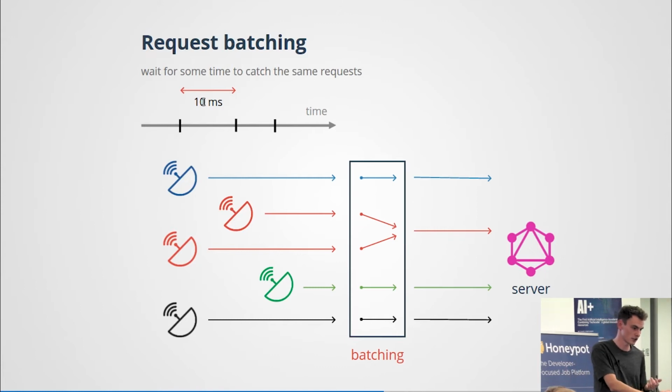Let's imagine that we have some sort of request batching. We wait for some time, throttling the requests, and we look for the same ones and merge them into one. Let's say we return a promise, so we can cache the promise, and each request shares the same promise, so we resolve the same data for everyone. It's an improvement, but it's not huge.